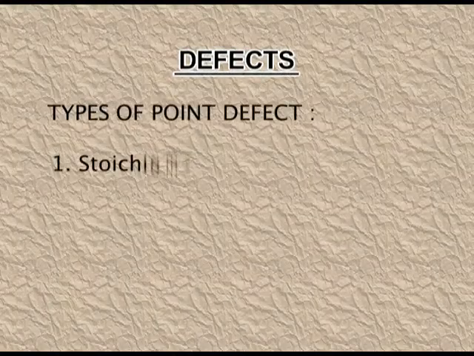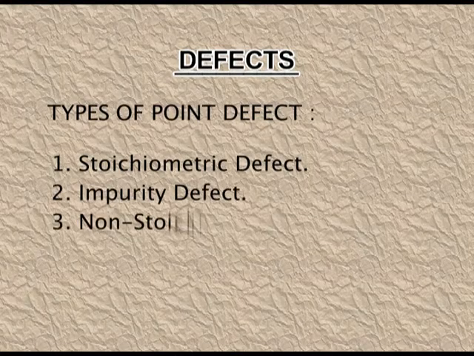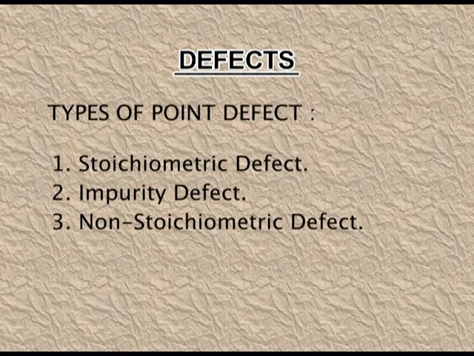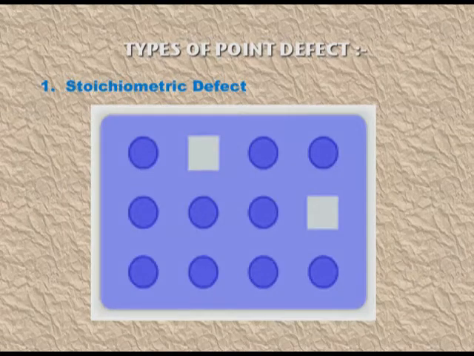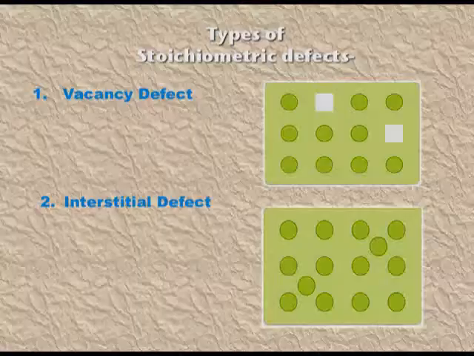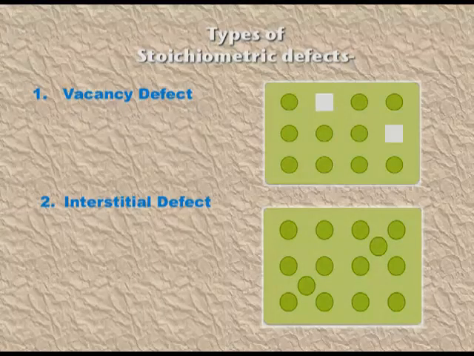The point defects are further classified as the stoichiometric defect, the impurity defect and non-stoichiometric defect. Let's see. Stoichiometric defects: the vacancy and the interstitial defect in the non-ionic compounds, and in the ionic compounds the Frenkel and the Schottky defect. First of all, we'll deal with vacancy and interstitial defect.